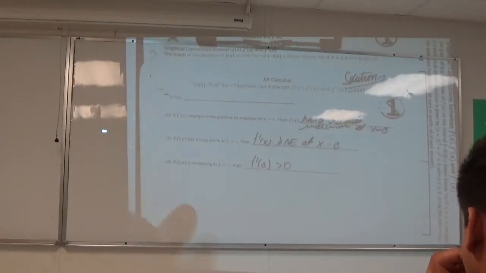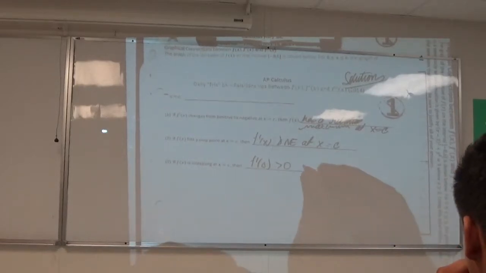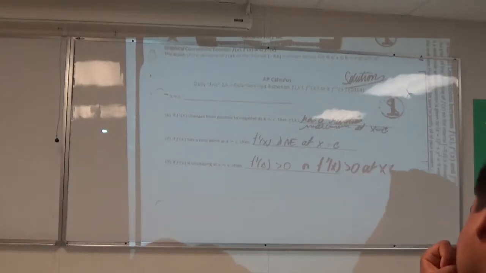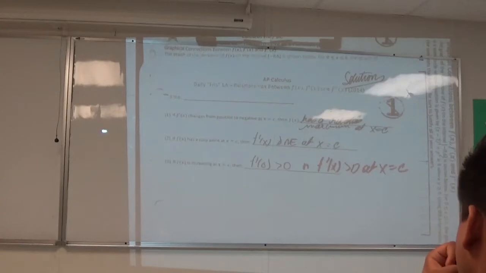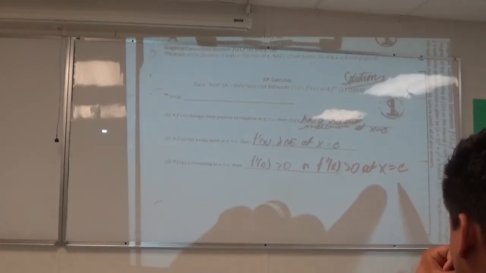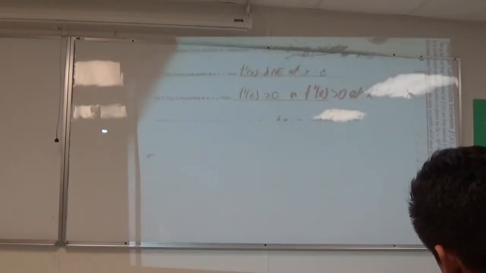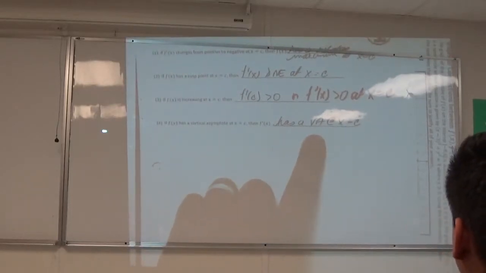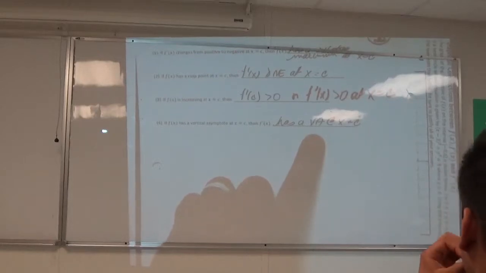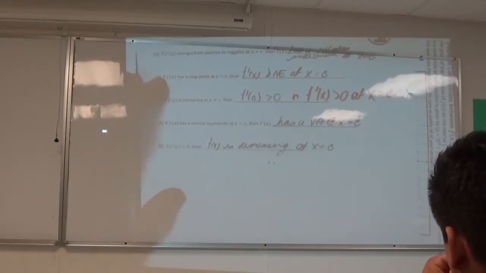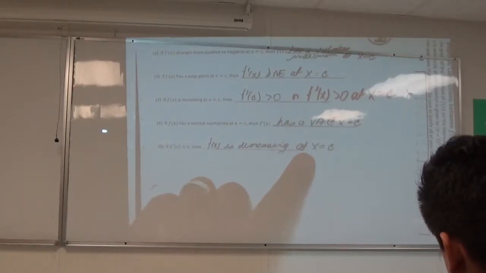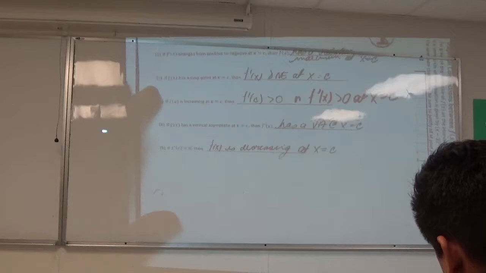Number 3, if f is increasing at x equals c, then f prime of c is greater than 0, or f prime of x is greater than 0 at x equals c. I'll take either of those. Getting in the c is important though. All right, number 4, if f has a vertical asymptote, then f prime has a vertical asymptote at x equals c. Once you have a vertical asymptote, it's with you forever. Number 5, if f prime of c is less than 0, then f is decreasing at x equals c.